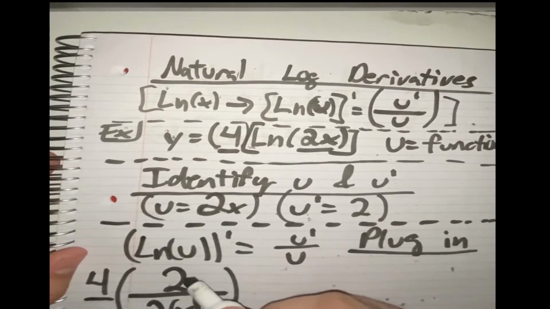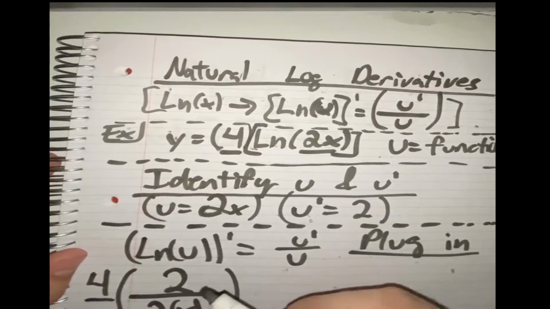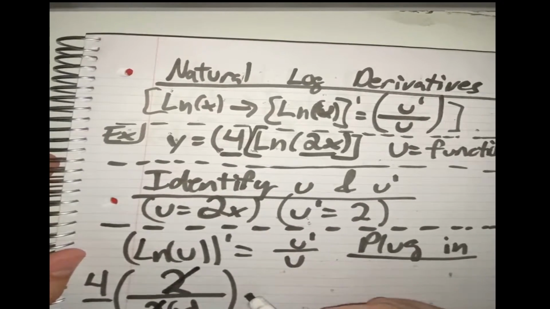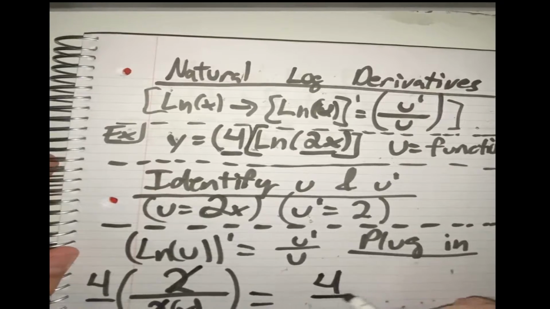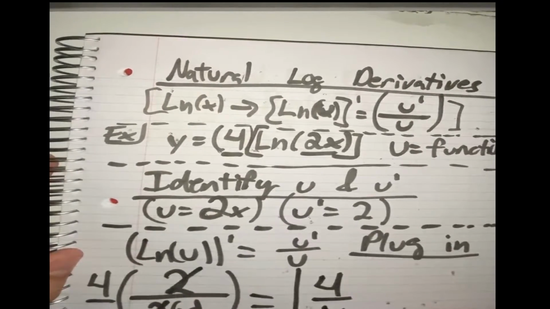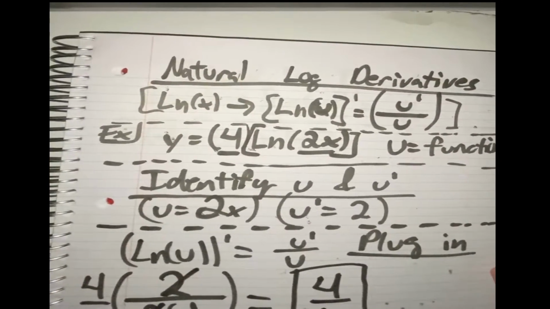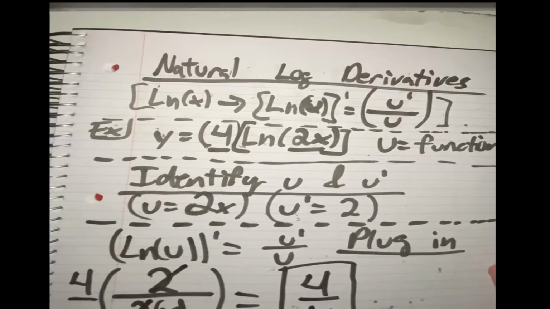So we're going to simplify this a little bit. We see 2 on the top and the bottom, so we cancel them out. So the derivative is simply equal to 4 over x. And that's how you take derivatives of natural logs.